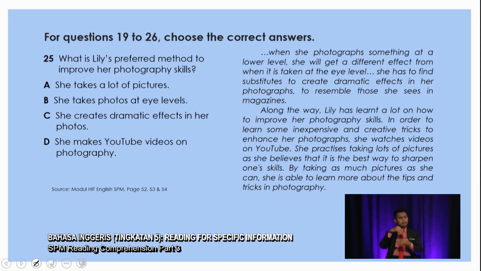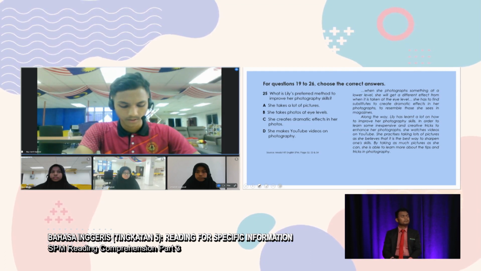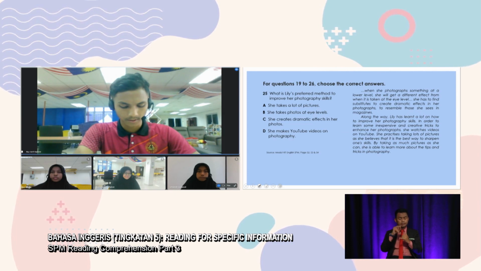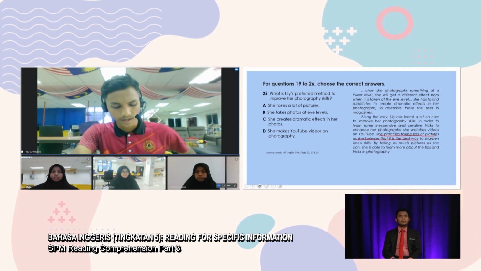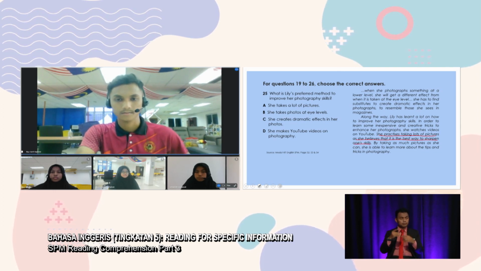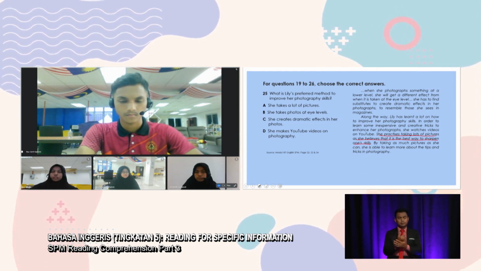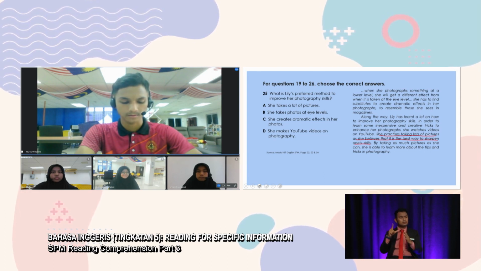So could somebody help and identify which parts is the answer? Yes, teacher. Okay, Arif. So the answer is in the second last sentence, which is she practices taking lots of pictures as she believes that is the best way to sharpen one's skills. Okay, so Lily's preferred method is she practices taking lots of pictures. So between A, B, C, and D, which one do you think is the answer? The most suitable answer is A. She takes a lot of pictures.